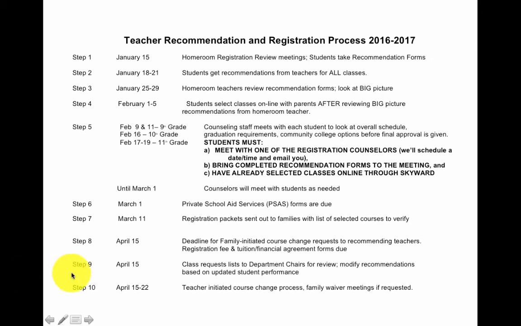Okay. Also, during that time, April 15th, step 9, teachers will modify some recommendations, which gets us to step 10. They will make some of those changes. And what they do is they look at your performance now because maybe, since January, maybe your performance skyrocketed or maybe you tanked. And so they can say, we're going to make some other adjustments here. And then, again, we want to see if there's any other family waiver meetings that need to take place. Okay, so in a nutshell, that's the registration process.